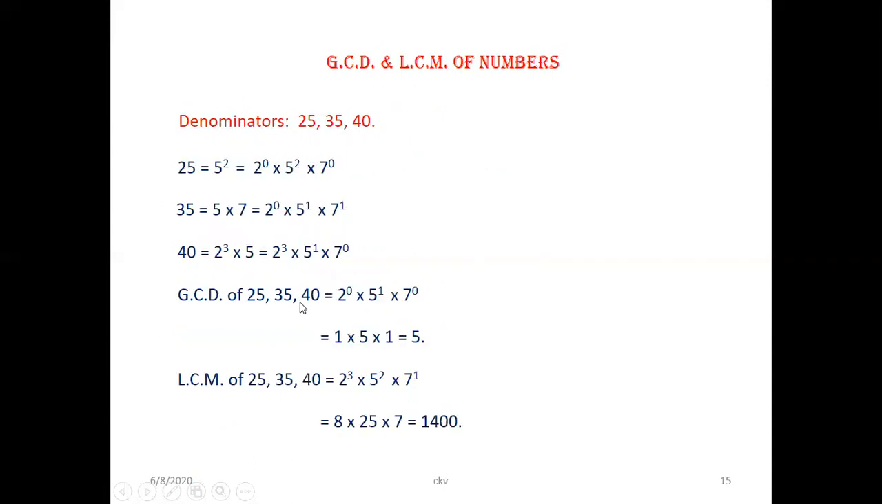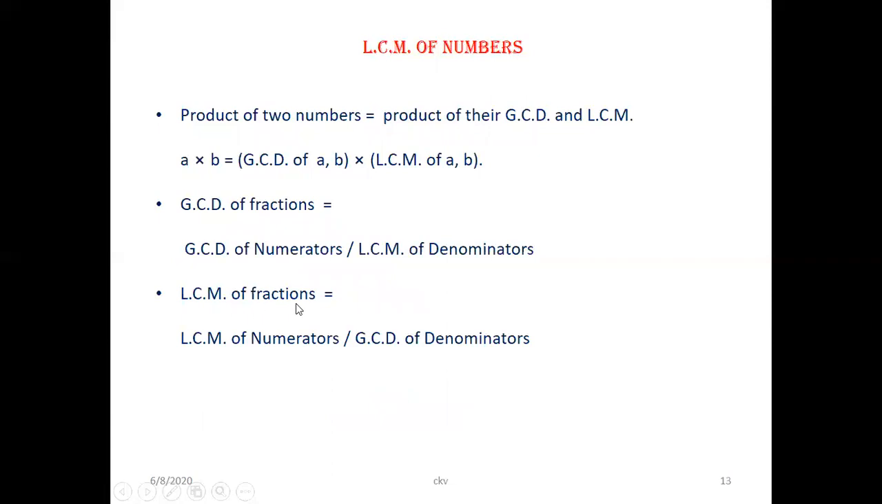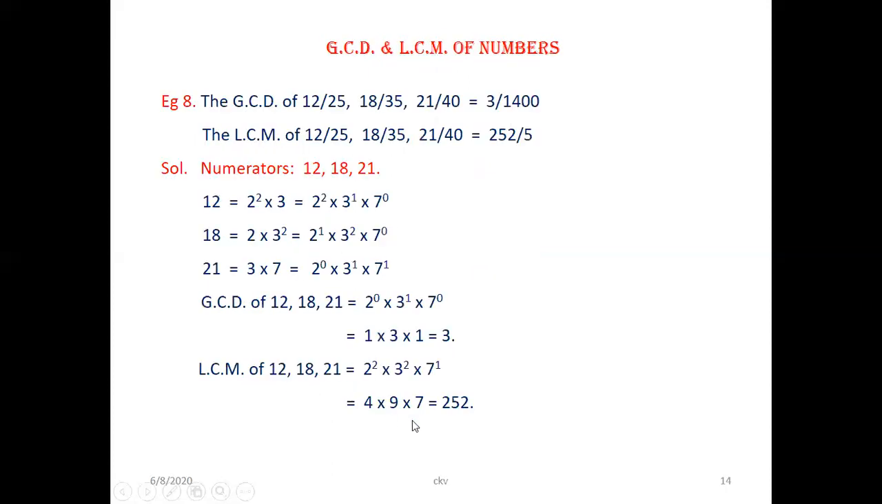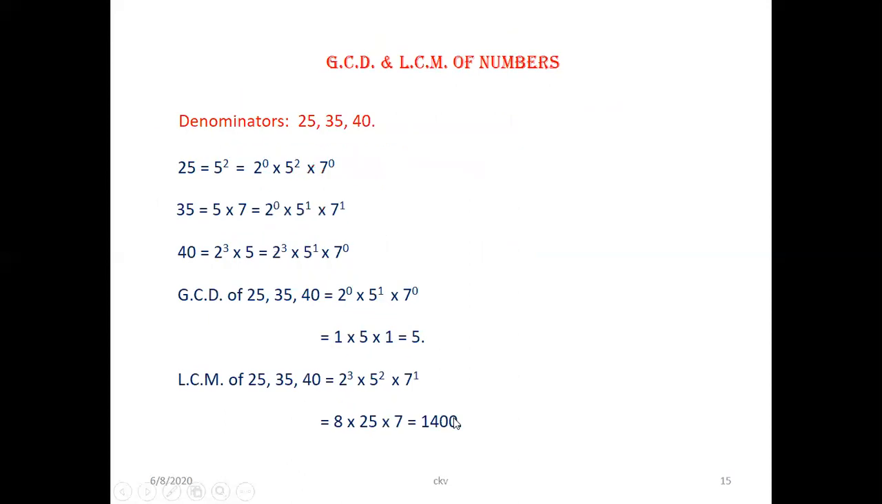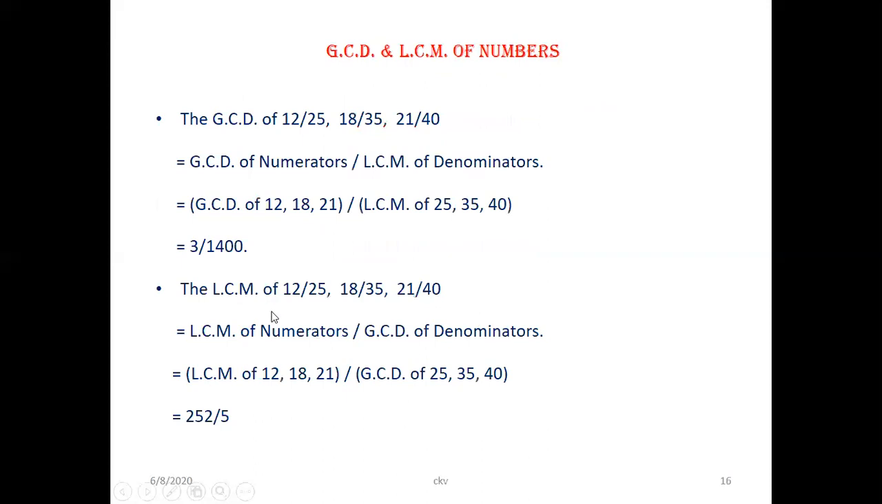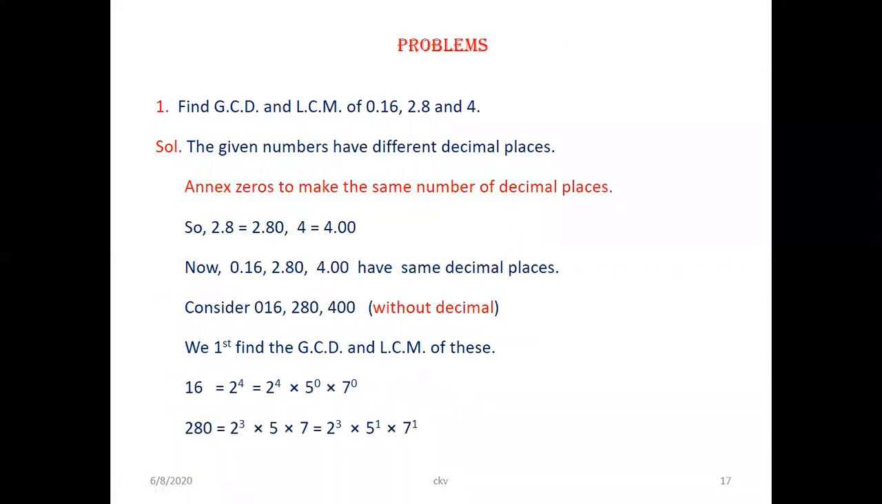Very simple it is. Now to find out LCM of the fractions, what you need is LCM of numerators by GCD of denominators. So here you got LCM of numerators, which is 252, and GCD of denominators, which is 5. So the answer is 252 by 5. So to find out GCD and LCM of fractions, you need to find out GCD and LCM of numbers for numerators and denominators and use the formula. Very simple it is. If you just go through it, you will be able to understand.